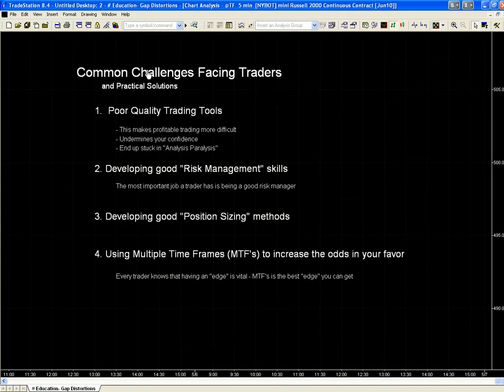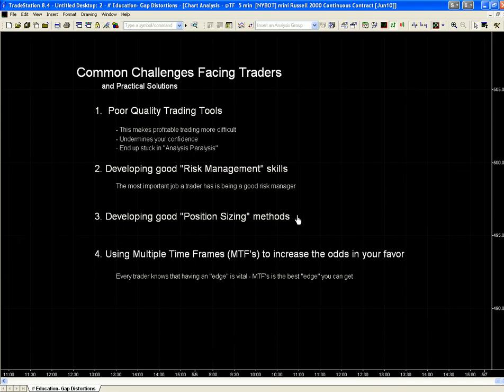First off, let's just do a quick overview of some of the common challenges facing traders, and there are practical solutions for these challenges. One is poor quality trading tools, and we have several different webinars on this. Another one is developing good risk management skills. The most important job a trader has is being a good risk manager. That is what keeps your account in the positive balance, and it's critical.